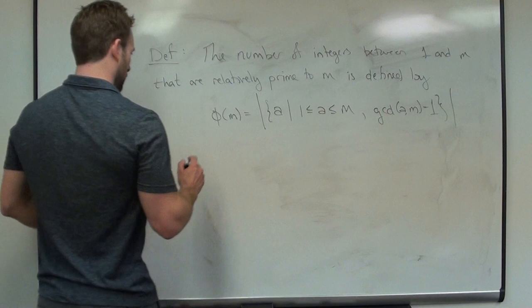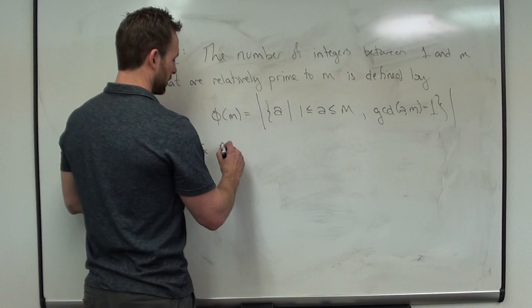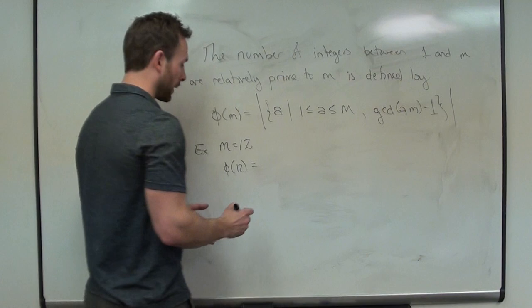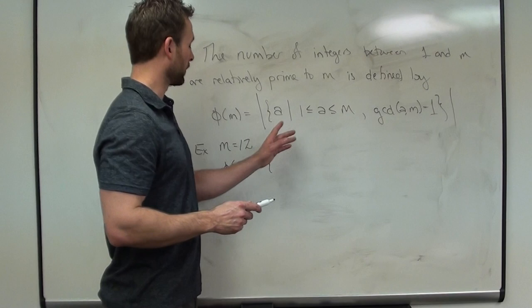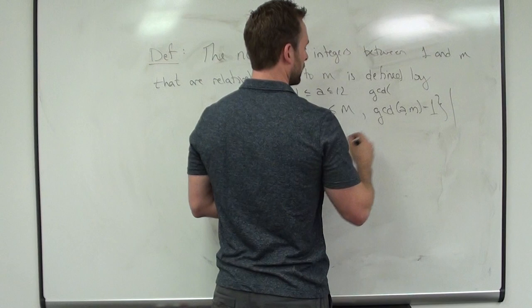Let's do an example of this to make sure we're clear about this. I'll write out the set itself, but then make sure I write the cardinality of it. That is the main thing we're looking at. And so let's say M is 12. Then phi of 12, I'm going to write it as a set, but then I'm going to talk about the cardinality. So that's our final answer, what we mean by phi of 12. So what are the guys between 1 and 12 that satisfy that the GCD of that guy and 12 is equal to 1?